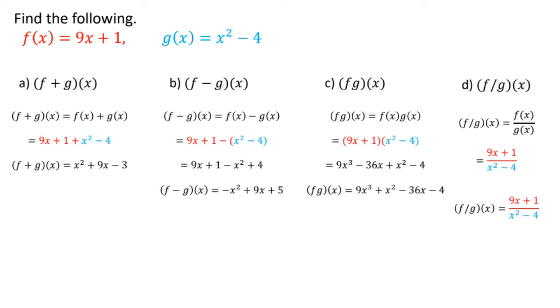What about the last one? Division of functions, right? The syntax is f divided by g of x. Basically, what they want me to do is just divide function f by function g. On this particular example, I can't simplify. There's nothing that I can factor out and cancel. So my final answer is just 9x plus 1 divided by x squared minus 4.